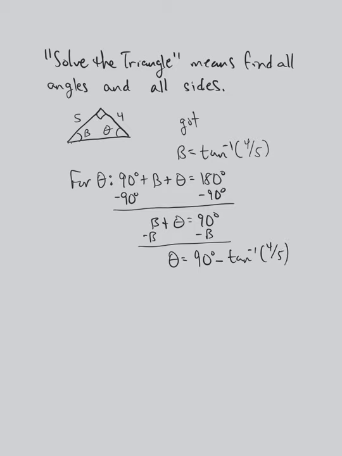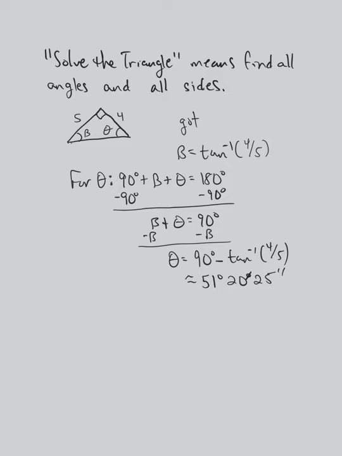So we could type that in on our calculator, 90 minus the inverse tangent of 4/5, and then tell the calculator to convert that to DMS, and we get approximately 51 degrees, 20 minutes. Notice that the seconds round up to 25 seconds. So there's another piece of the answer.